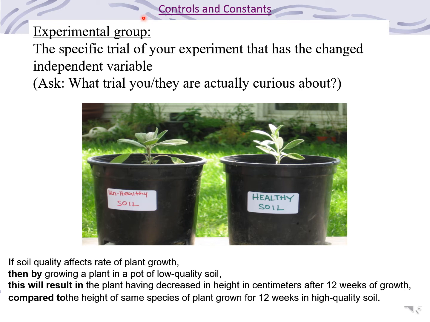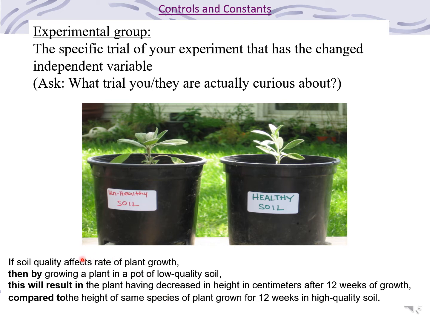Now, let's clarify the different types of trials that can happen in an experiment. In any experiment, if it's at least a decently designed one, there should be multiple trials, multiple runs in some cases. The specific trial of your experiment where you have the change, where you are curious about things, where you expect something to happen differently, that's what we call the experimental group. The trial you are actually curious about. That's the key question. You have to ask yourself, what trial are we really curious about, where we've changed things on purpose, where we've messed with the independent variable? That's our experimental group.